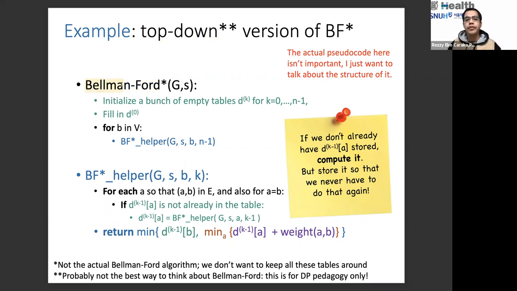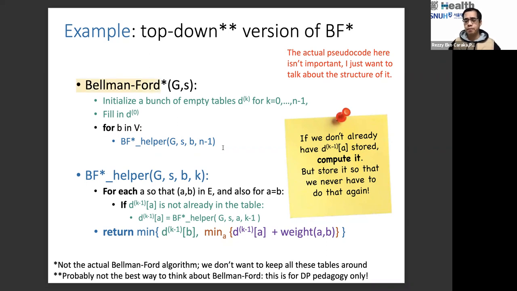For example, if we're talking about the Bellman-Ford algorithm, first we can get the pseudocode: initialize a bunch of empty tables D_k for k from 0 until n minus 1. One step ahead, we can get the k. So we can fill in the 0 with the start for b in V with the function Bellman-Ford, with the helper, and these are our parameters: g, s, b, n minus 1. So this is our parameter for solving the Bellman-Ford.